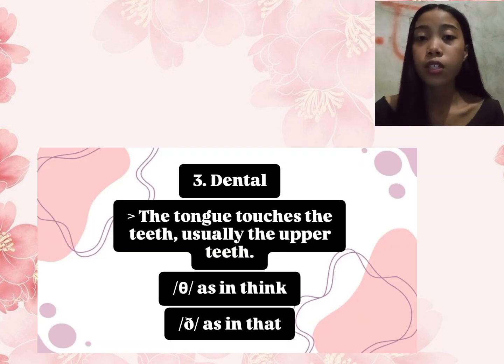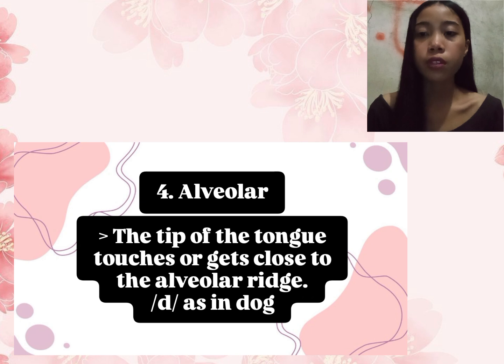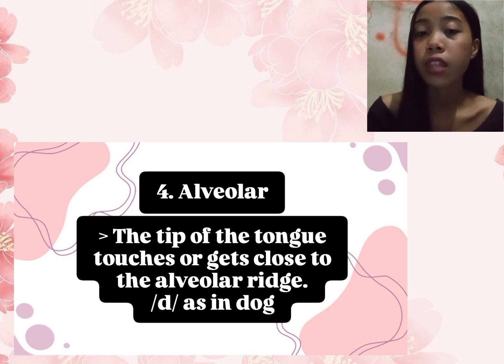So next, we have dental. The tongue touches the upper teeth like this. For example, thank and that. That's the example of dental. So next, we have the alveolar. The tip of the tongue touches or gets close to the alveolar ridge, just behind the upper teeth, like this. For example, dog. That's the example of alveolar.